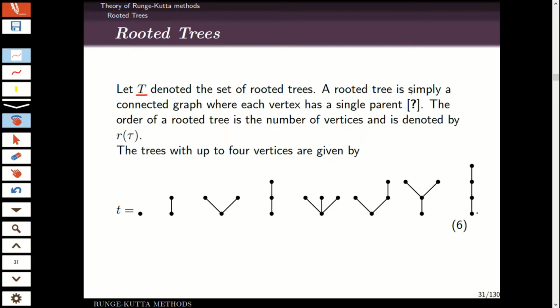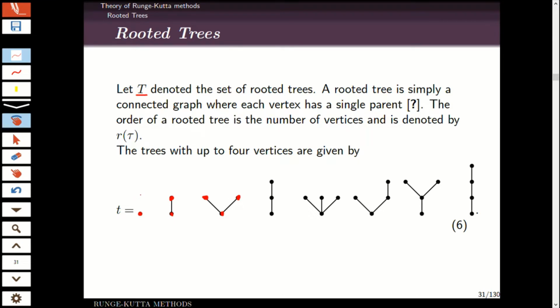A rooted tree is simply a connected graph where each vertex has a single parent. So this is a vertex, this is a vertex, this is a vertex, and so on. And each of these has a single parent. The order of the rooted tree is the number of vertices and is denoted by r(tau). The trees up to 4 vertices are given by this.